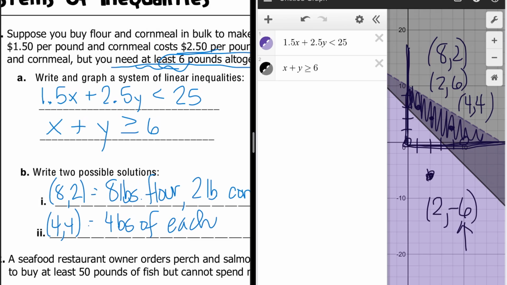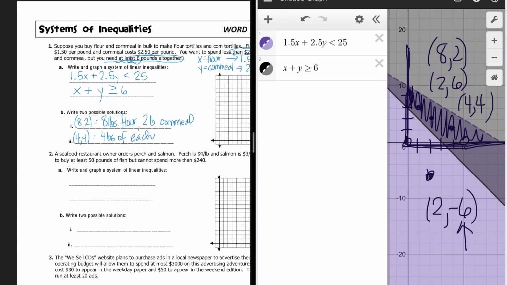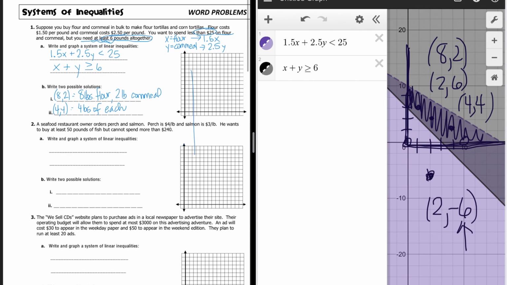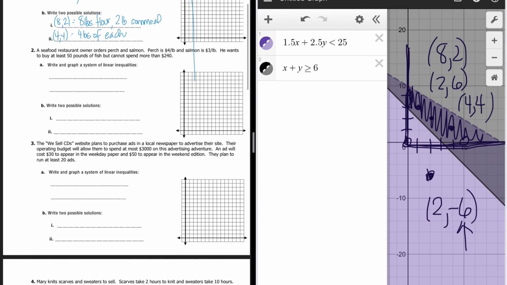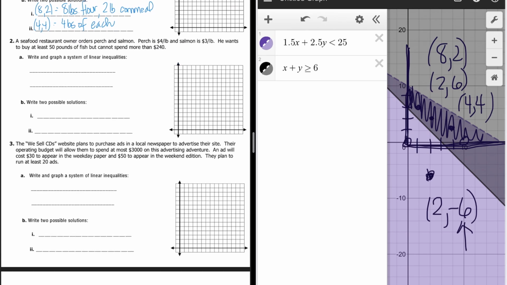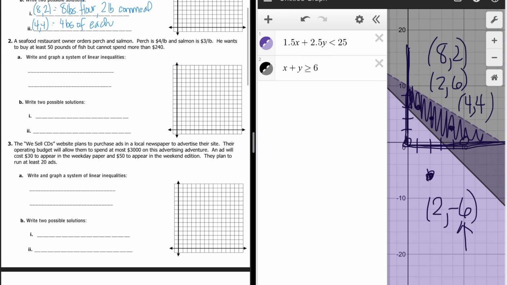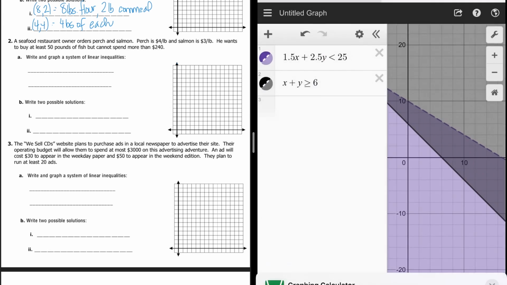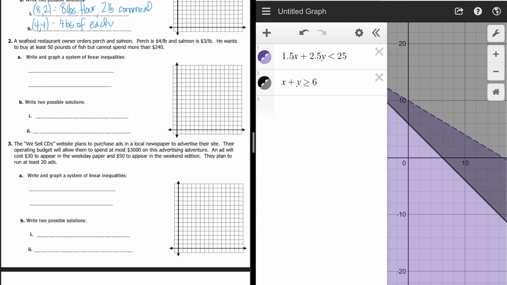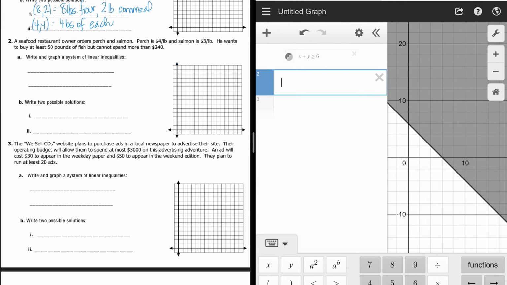Let's take a look at another one. It says a seafood restaurant owner orders perch and salmon. Perch is $4 a pound and salmon is $3 a pound. He wants to buy at least 50 pounds of fish, but cannot spend more than $240. All right, so I'm clearing off Desmos here. Let's take a look at what we're going to do here.